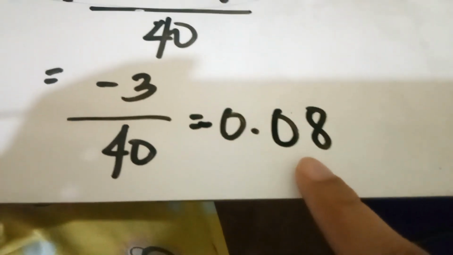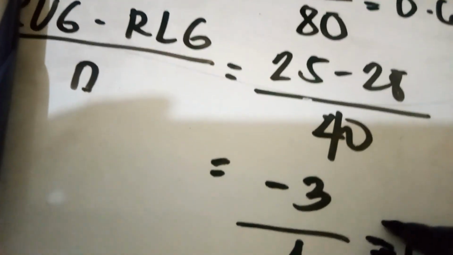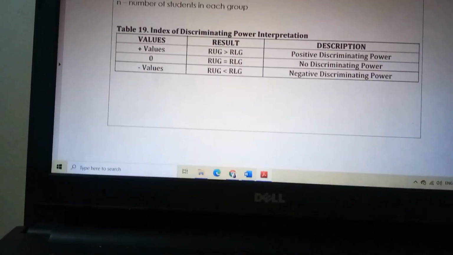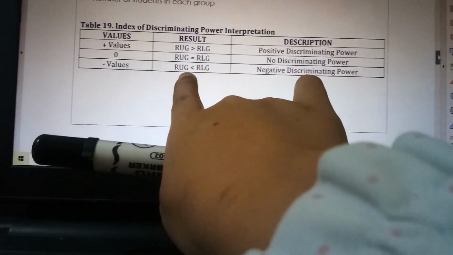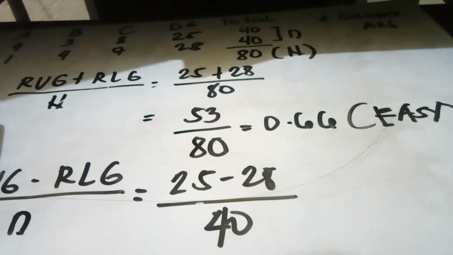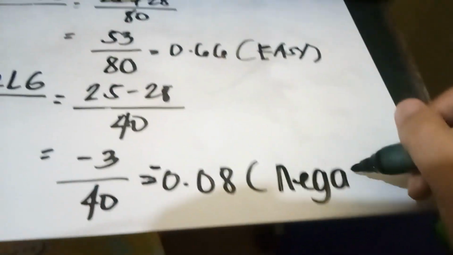Negative 0.08. Since this is negative, in here, our discriminating value is negative. Therefore, RUG is less than RLG, or negative discriminating power. So, we have negative.